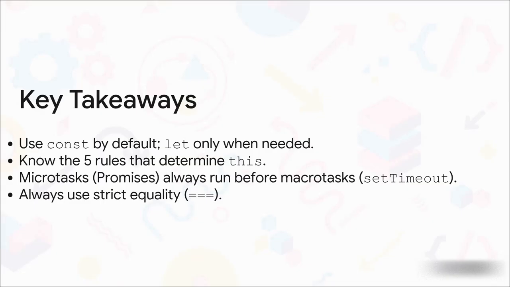So let's just quickly recap the absolute must-knows. Number 1. Use const first and only use let if you know a variable needs to change. 2. Master the 5 rules of this so you always know its context. 3. Microtasks always run before macrotasks. Always. And 4. Use triple equals for comparisons to avoid weird bugs. These aren't just tips for passing an interview. They're the rules for writing great code.